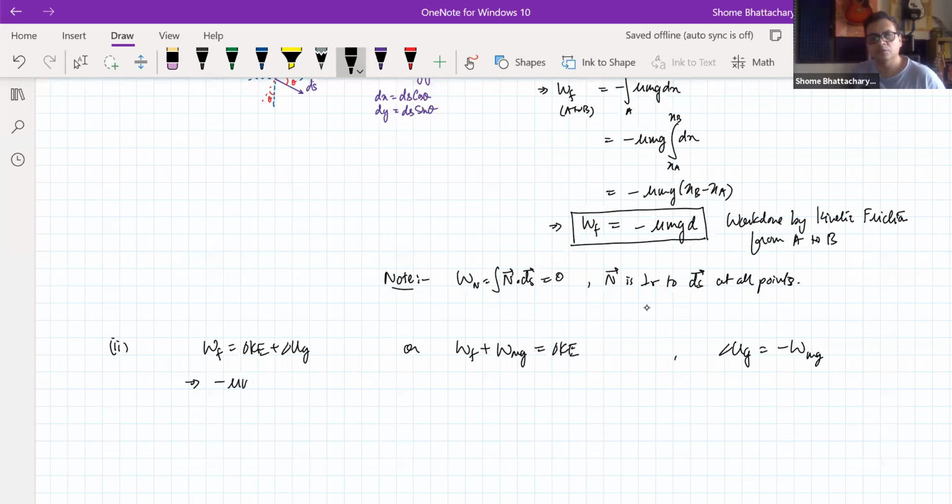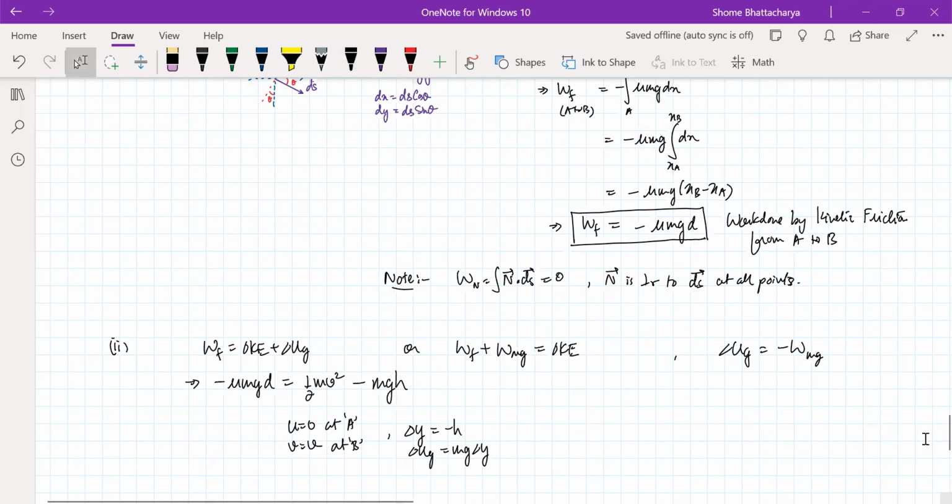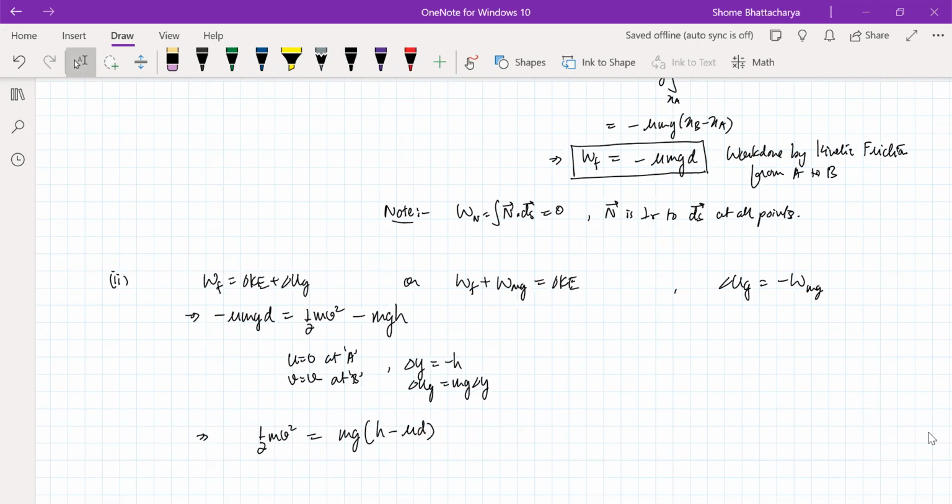Okay, so either way you can see, this is very easy. So this is, we have seen, minus mu mg d. This is going to be plus half mv squared because it started from rest. Okay, because the kinetic energy is 0 at A and the speed is v at B. Okay, minus mg h, because you can see that change in the vertical coordinate is minus h. So delta U for gravity, we use this formula. So from this we can see that we will get the equation for the kinetic energy as this. Okay. So v will come out to be square root of 2g times (h minus mu d).